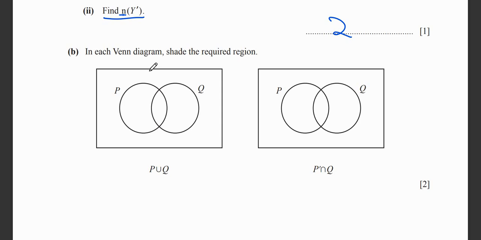Next it says in each diagram shade the required region. P union Q actually means this whole thing, both of them. And then it says P complement intersection Q. So you cannot shade P, you will just shade this region.